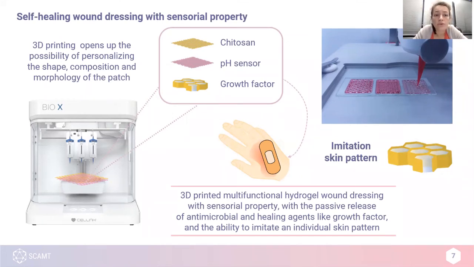And in this project, we develop self-healing wound dressings with sensorial properties. Using 3D printing lets us obtain different materials with specified parameters without affecting their unique properties. And here we design chitosan cross-linked hydrogels with an incorporated pH sensor dye, and we printed those hydrogels to obtain this kind of holes to encapsulate the healing agent like growth factor for better wound healing.